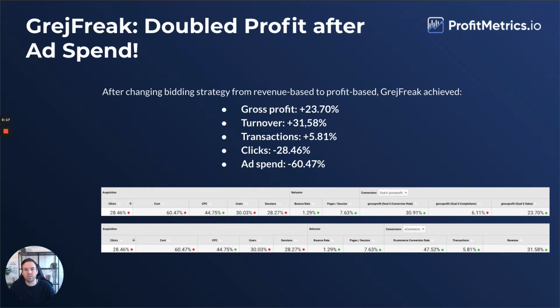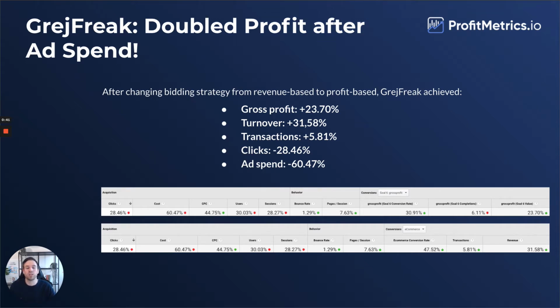This is a case study from one of our customers, and this is 2 months compared from regular ROAS, revenue-based optimization, and then profit bidding with profit metrics and POAS. And the increase in gross profit was 23%, and this is from Smart Shopping. Turnover 31%, and this happened on 60% less ad spend. So it is really powerful.